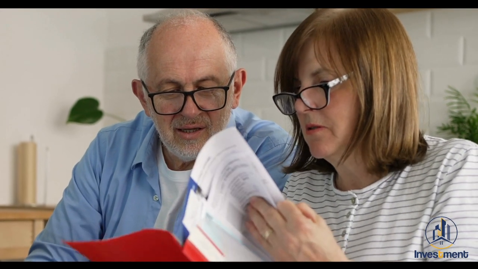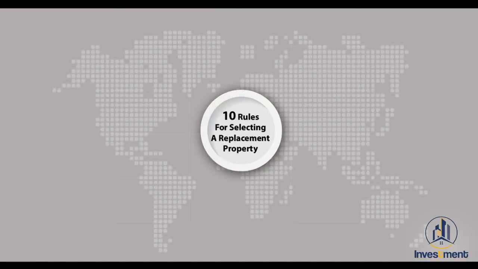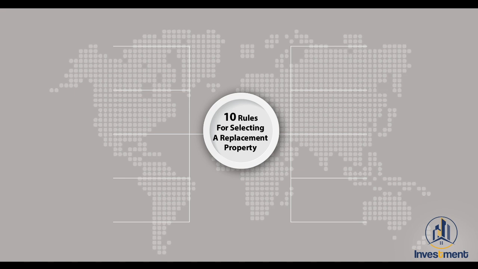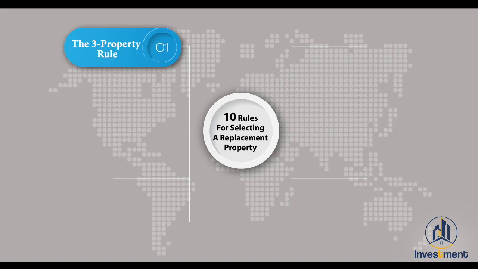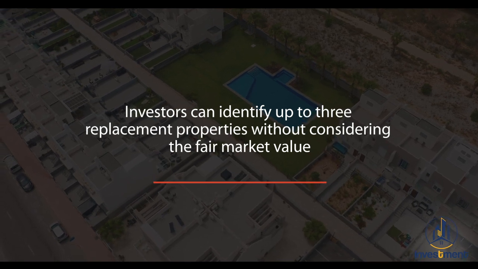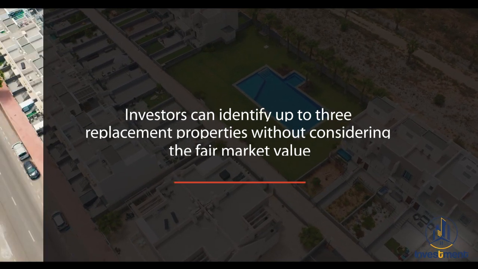If you are a real estate investor planning to execute a 1031 exchange, you must keep some top identification rules in mind. Here are 10 identification rules that you must comply with when selecting a replacement property. The 3-property rule. Investors can identify up to 3 replacement properties without considering the fair market value.